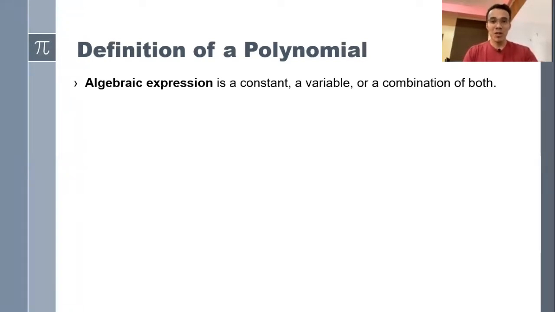An algebraic expression is a constant. When we say constant, it's a specific real number. It can be 5, it can be -10, it can be 1 million. An algebraic expression can also be a variable. When we say variable, it's a letter or a symbol representing an unknown number, just like x, y, q, p, and so on. An algebraic expression can also be a combination of a constant and a variable.